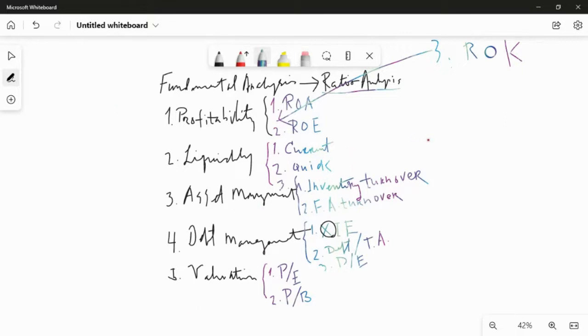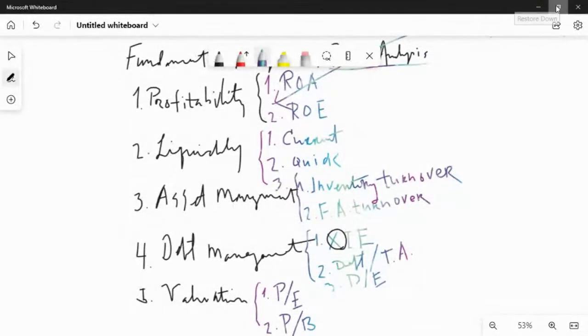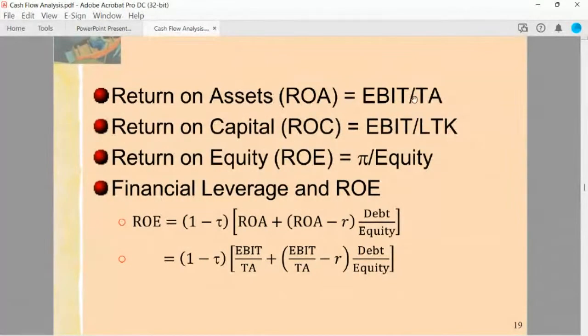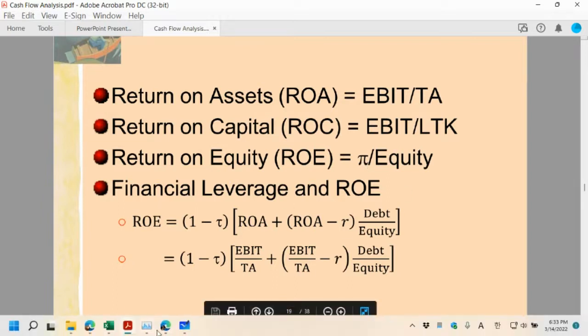Now, return on assets and return on equity are quite well known. Even from Finance 100, you learned this. It's not difficult. Return on assets is basically EBIT divided by total assets. It's a ratio, so EBIT over total assets. Return on equity is net profit, or EAT, over equity.